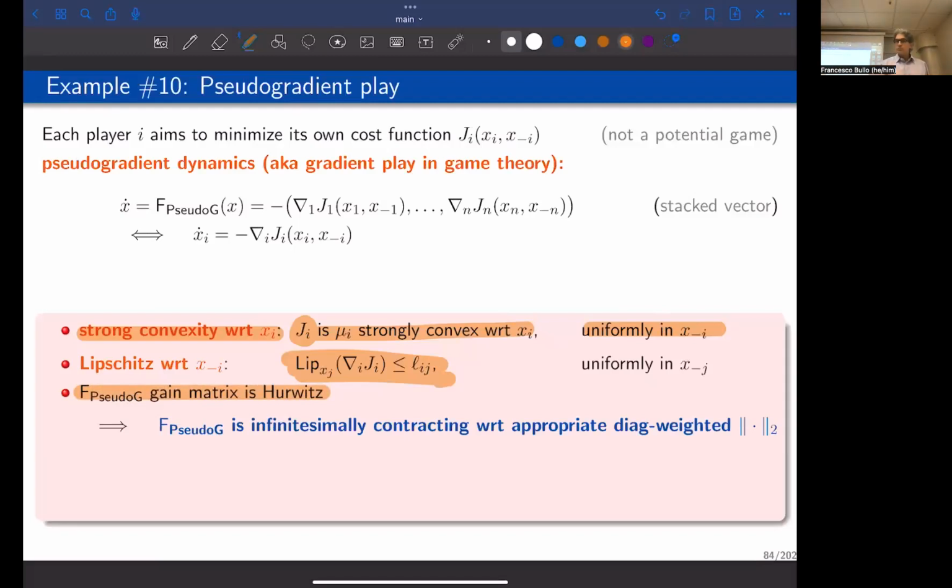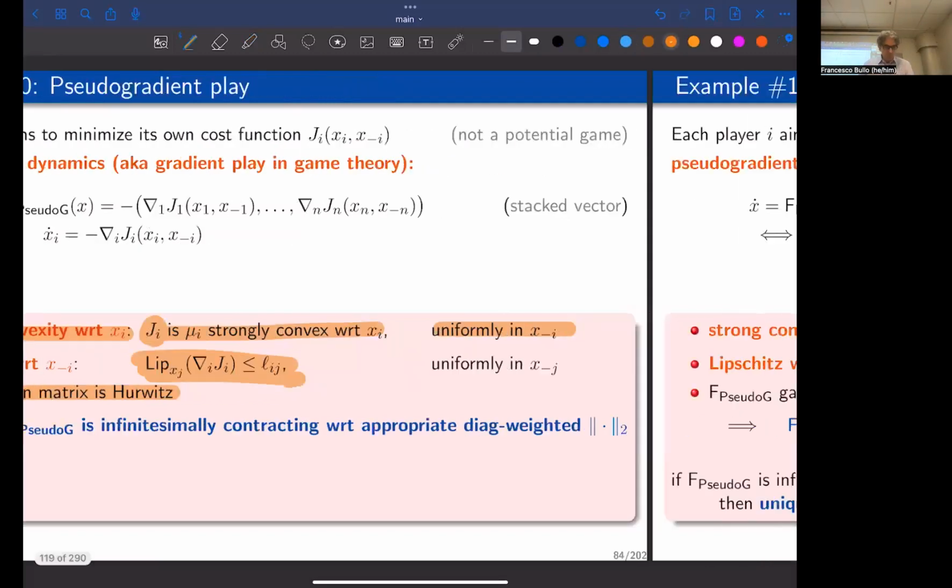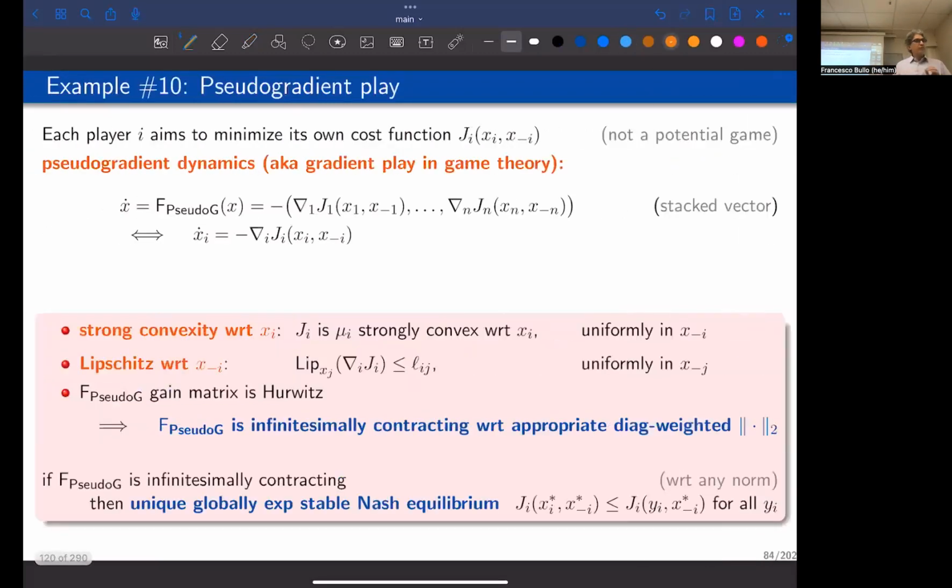Does it make sense? Now, 1, 2, and 3 here are sufficient conditions for strong contractivity. Maybe you're strongly contracting even if you don't satisfy 1, 2, and 3. Either way, if pseudo-gradient play is strongly contracting, then in any case there exists a unique globally exponentially stable Nash equilibrium. And then, as you write down the condition, you verify that it satisfies the Nash conditions.